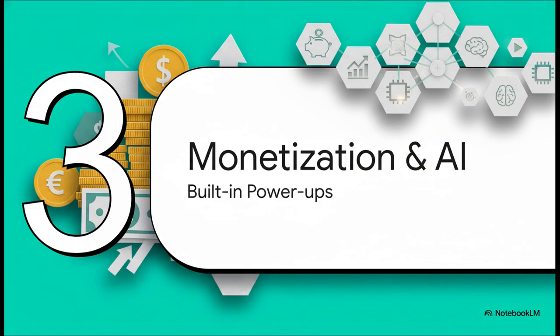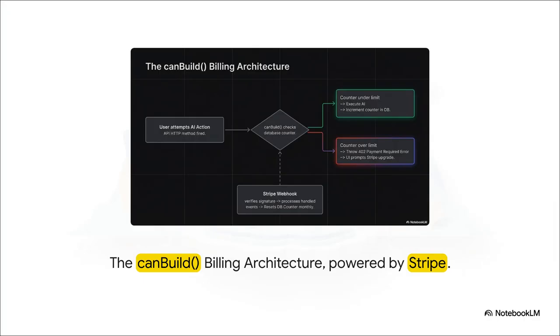Because it's not just about preventing problems. It's about giving you these incredible, high-value power-ups like monetization and advanced AI right out of the box. Check this out. This is the built-in billing engine, all powered by Stripe. So a user tries to do something that's a paid feature. Behind the scenes, this can build function instantly checks their usage against their plan. If they're good to go, no problem. But if they've hit their limit, bam, it automatically throws a payment required error and tells the UI to show them the upgrade page. It's a completely automated, hands-off system.